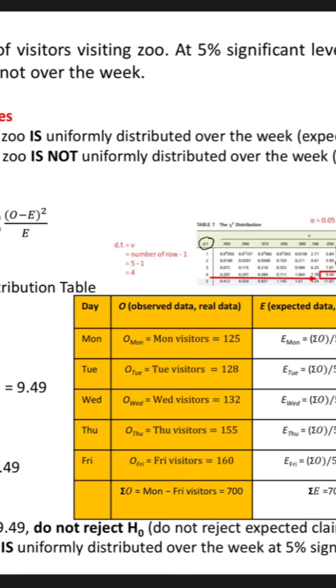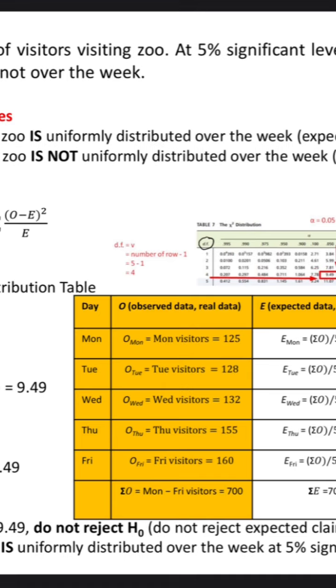We compare this with the chi-square critical value at the 5% significance level with 4 degrees of freedom, which is 9.49. Because our calculated value is less than the critical value, we do not reject the null hypothesis. So the conclusion is that there is not enough evidence to say the weekly number of zoo visitors is uneven.